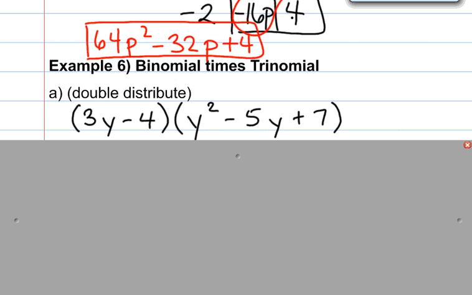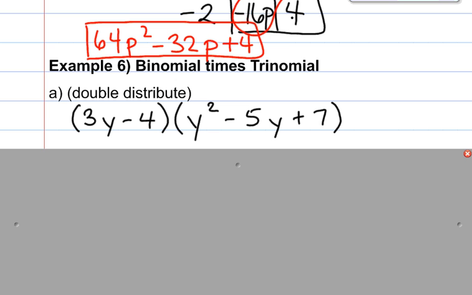This is going to be our last example. For example 6, we're going to multiply a binomial times a trinomial. So far we've been doing binomial times binomial. Now if I have a binomial times a trinomial, it's the same exact thing, you just have to do one extra step. It's still going to be double distribute. My first thing is 3y, and it gets distributed, but this time to a trinomial, so that means 3 different things.